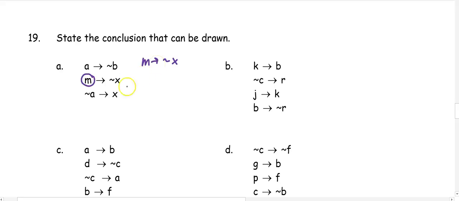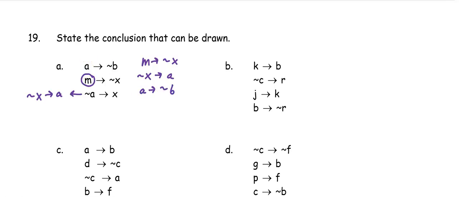Right now, we don't have a not X. But remember, we can switch it by taking the contrapositive. So for this statement, we would have not X to A. So our next statement is not X to A. So A has to start the next sentence, which we have in the first one. So A to not B. Now, with the chain rule, remember you can cancel out things that repeat. So our conclusion then is M to not B.